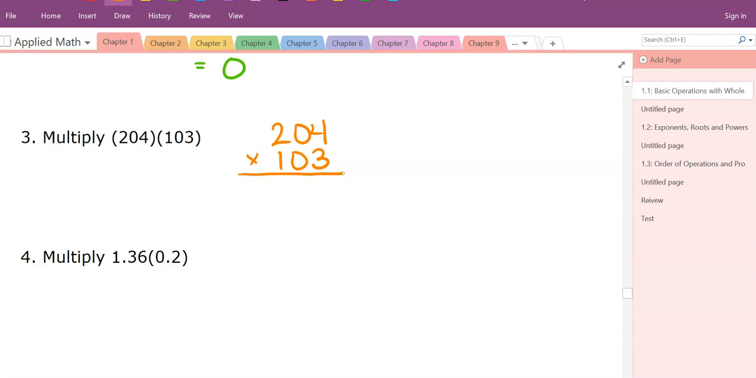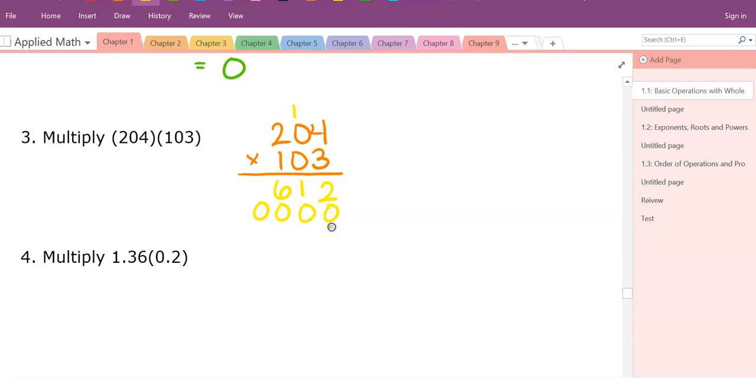So you start with the 3 and you multiply to all of the digits above. So 3 times 4 is going to be 12, carry the 1. 3 times 0 is 0, plus 1 is 1, and 3 times 2 is 6. Then you add on a row of 0. Then you take 0 times those 3 numbers, and that's just going to be 3 zeros.